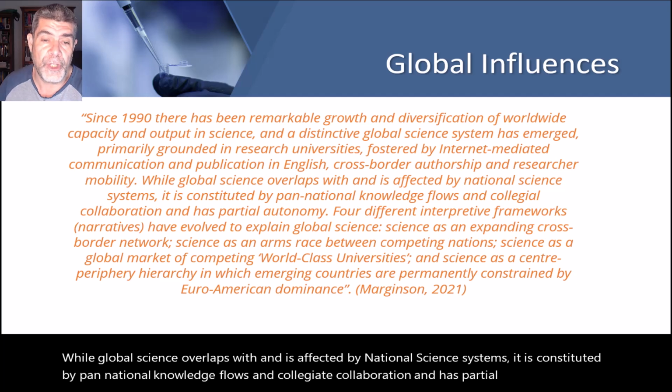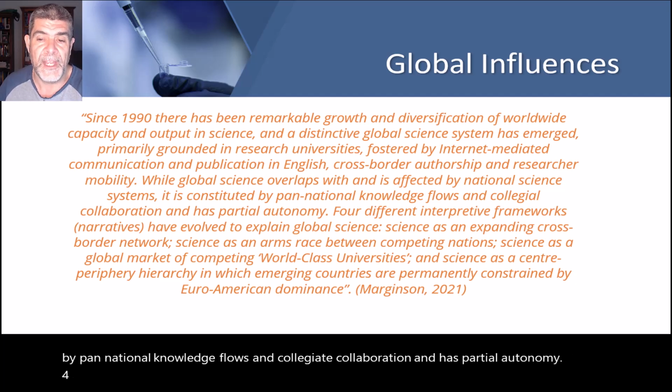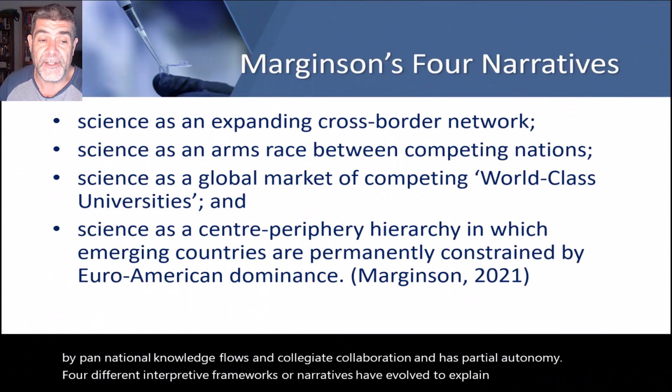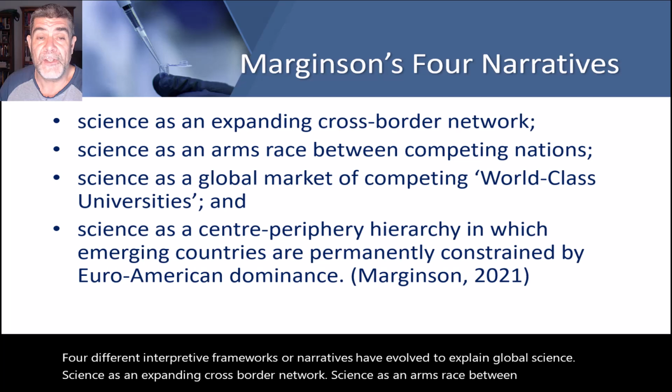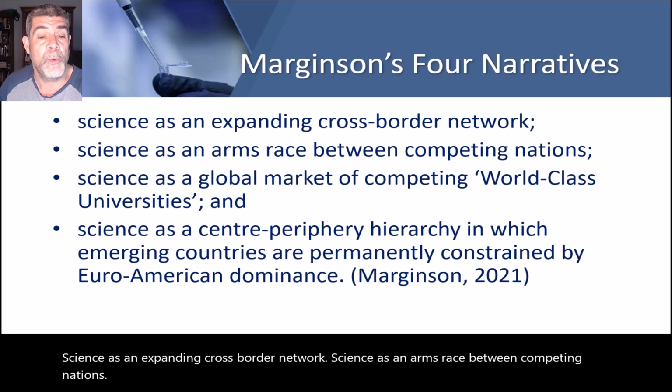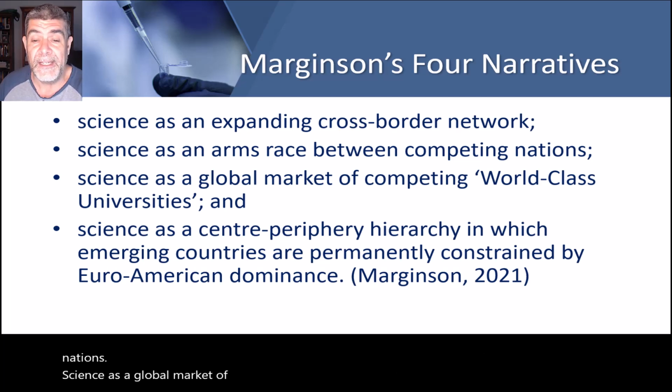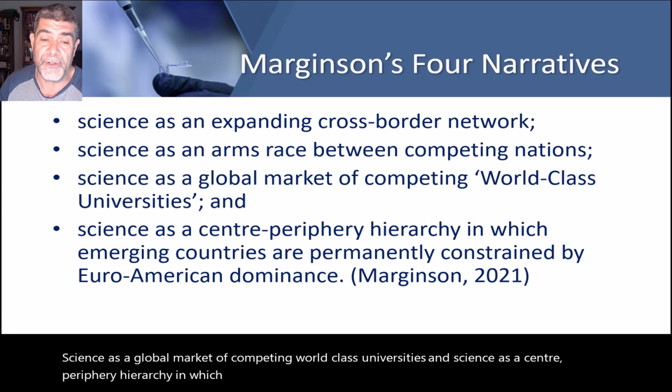4 different interpretive frameworks or narratives have evolved to explain global science. Science as an expanding cross-border network. Science as an arms race between competing nations. Science as a global market of competing world-class universities, and science as a centre-periphery hierarchy in which emerging countries are permanently constrained by Euro-American dominance.